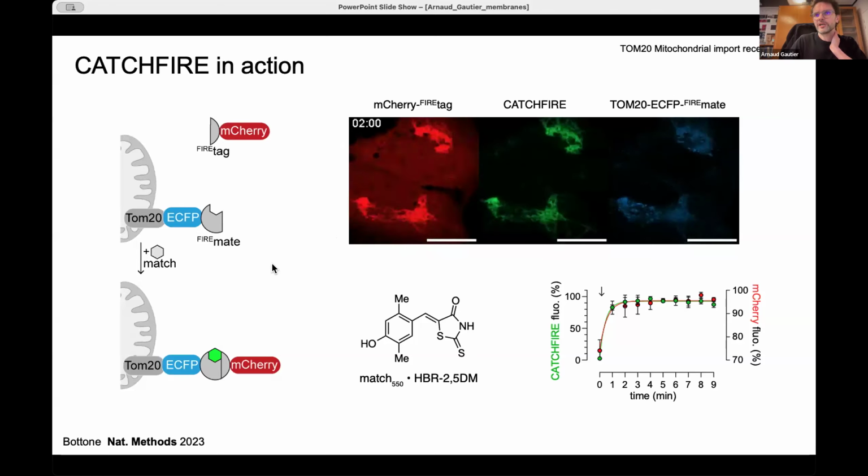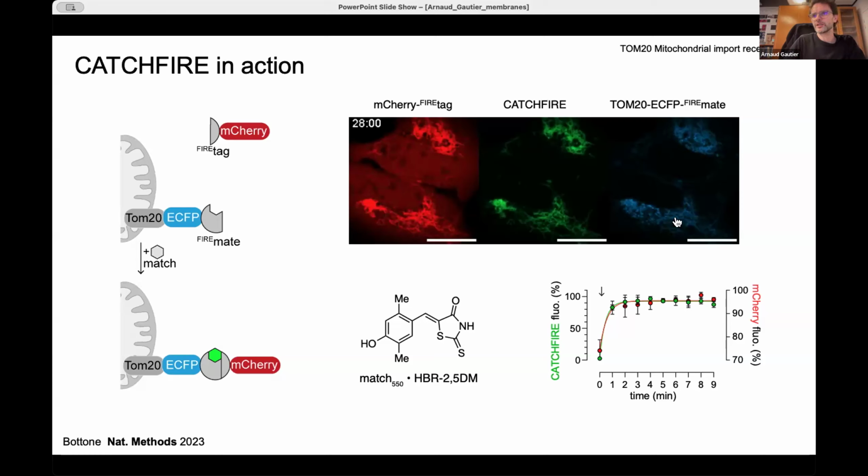And upon addition of MATCH, what you see is almost instantaneous relocalization of a subpopulation of the red fluorescent protein at the surface of mitochondria, and also the appearance of a green fluorescence coming from the formation of the ternary assembly. So that's what I will call now the CATCH-FIRE channel. Here you can see that it's very quick, and we'll show you other experiments demonstrating the temporal resolution of the approach.